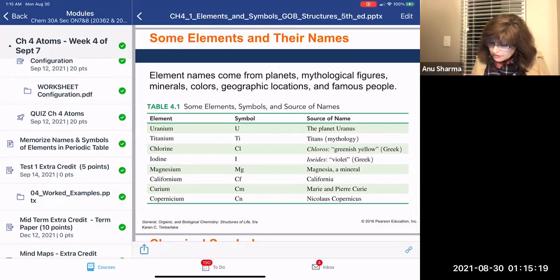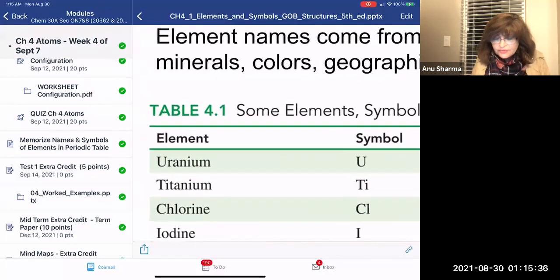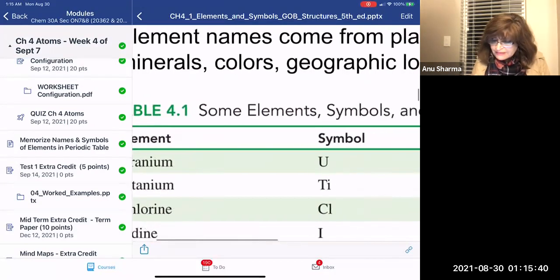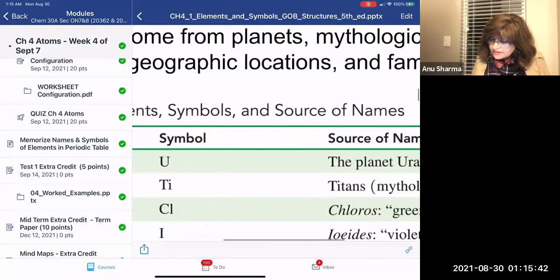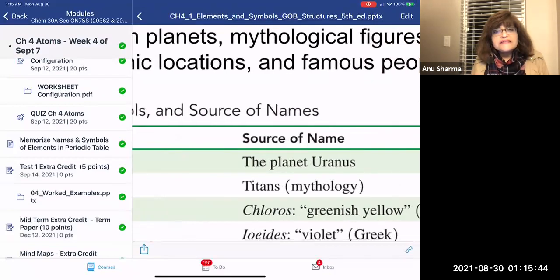And there's no particular order of writing their names and the symbols, but their names are given based on the planets, mythological figures, minerals, colors, geographical locations, famous people. So look at this, uranium. Uranium is a big name, but the symbol is just U. And the source of the name is the planet.